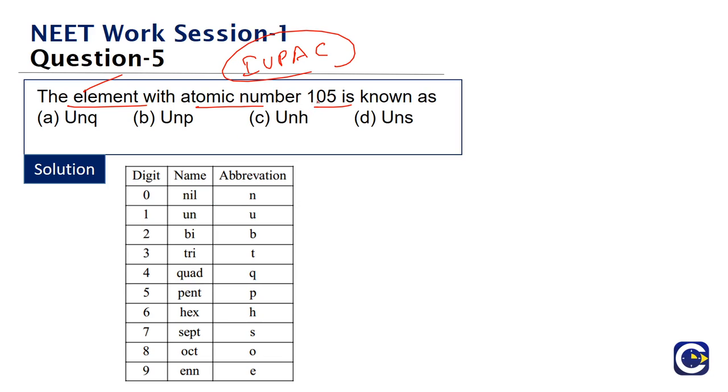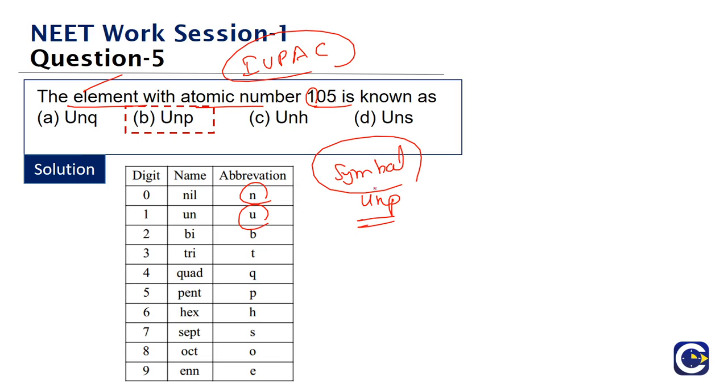We have to look at each of these digits and see what is the corresponding abbreviation. The first digit is 1. So 1 means what is the abbreviation? U. 0, what is the abbreviation for that? N. And 5, what is the abbreviation for that? It is P. So we got our answer. What is the answer for this? It is UNP. That is the symbol that we give. This is the symbol.